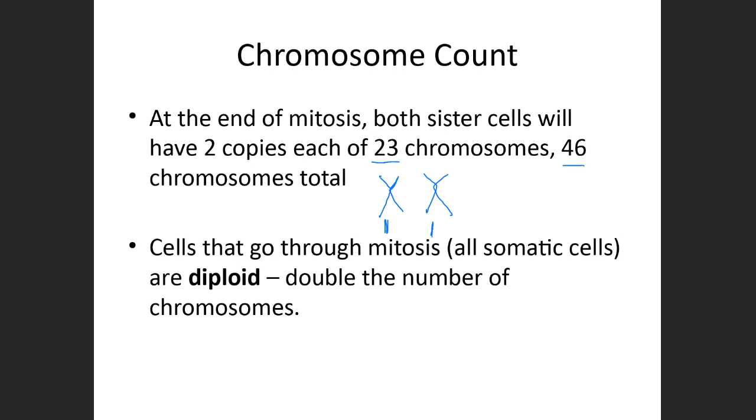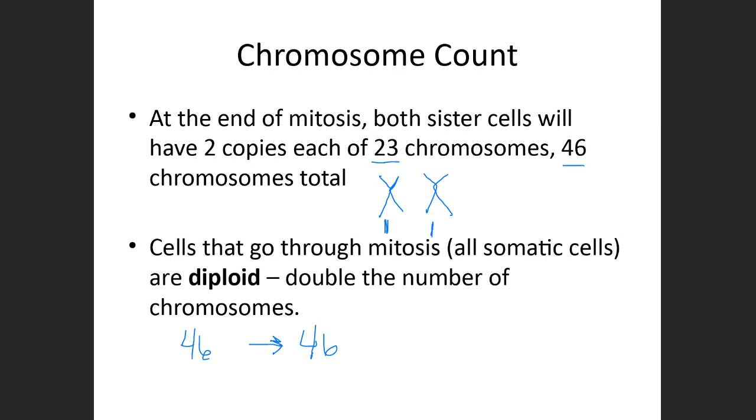So we started with 46 chromosomes. We end with 46 chromosomes, 2 copies of each. You still have 1 from your mom and 1 from your dad. You copied your mom's and divided it. 1 went into each cell. You copied your dad's, divided it. 1 went into each cell.